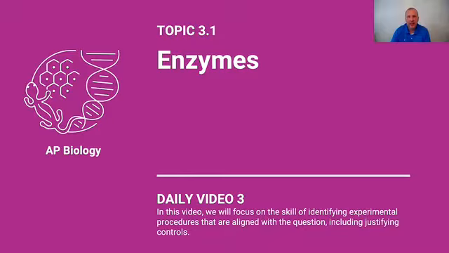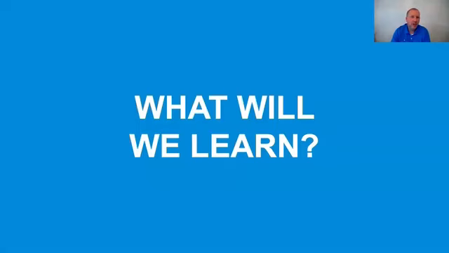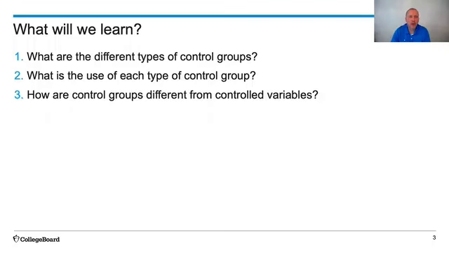Welcome to AP Daily. This is Mr. Burris from Union High School in Vancouver, Washington. Today's topic is enzymes. So what will we learn today? In today's lesson, we're going to go over what are the different types of control groups, what is the use of each type of control group, and then how are control groups different from control variables?